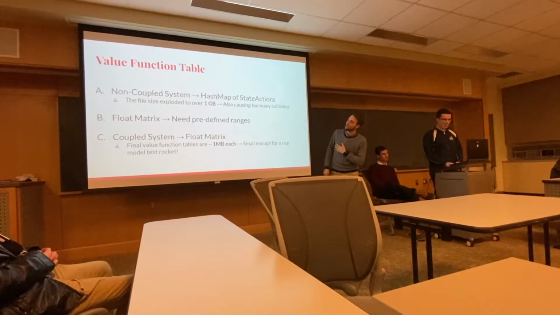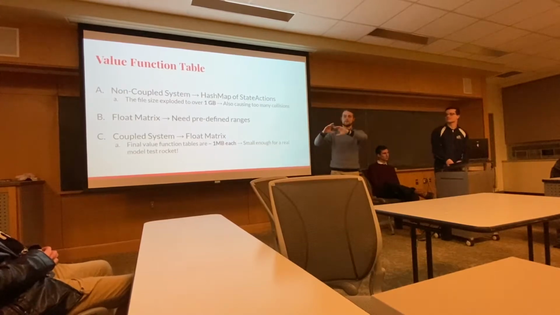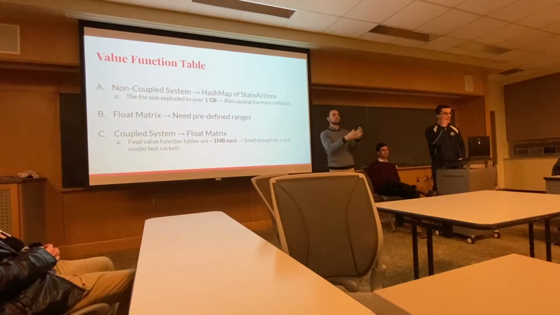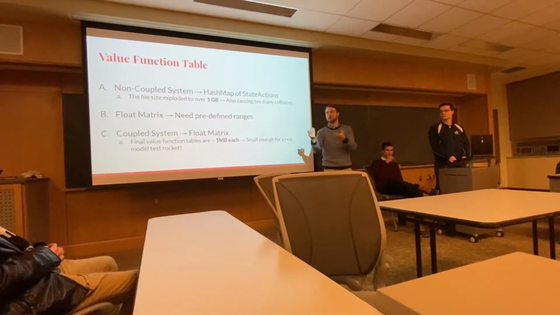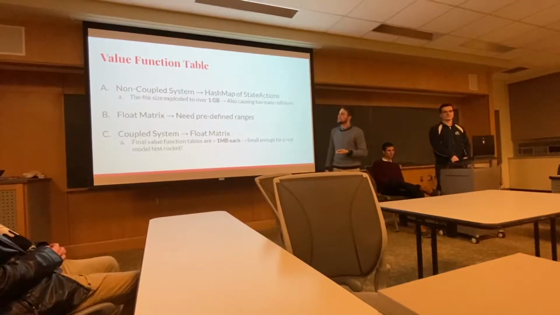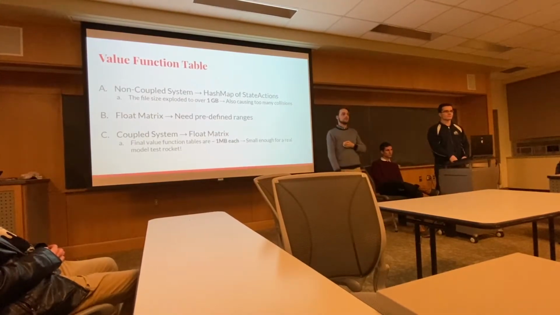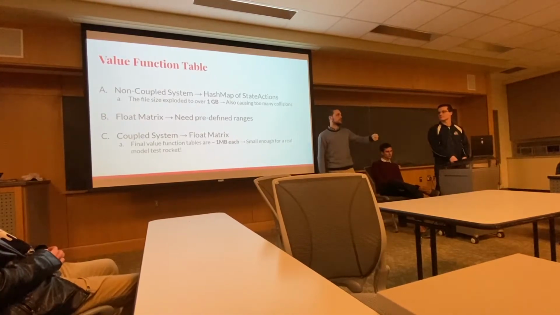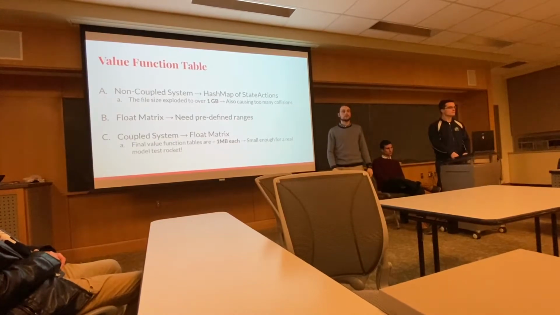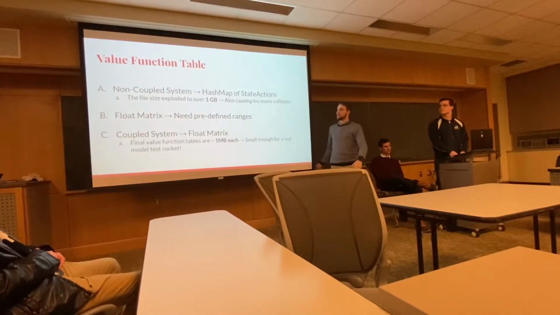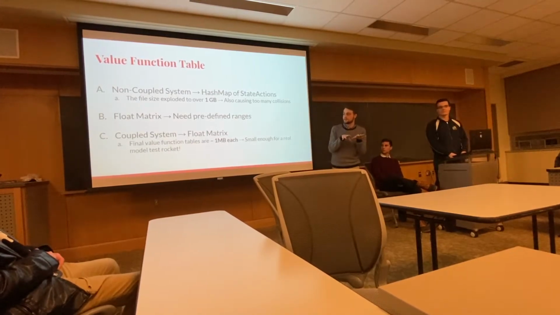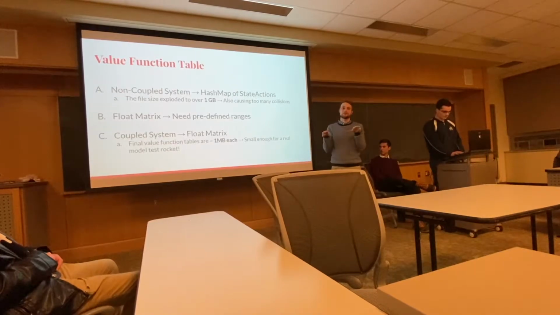Obviously. So the issue with this traditional system was that we had this hash map, and we just indexed the hash map based on the state and an action, then read and write. File size got over a gig. This was before we added time. Too many collisions. It was taking too long to load from the file, and too long to even run simulations because there were too many collisions within the hash map. So we actually moved to a pure float matrix, and we had to predefine all those ranges. And so we moved to this coupled system where now the function value tables are about a megabyte each.